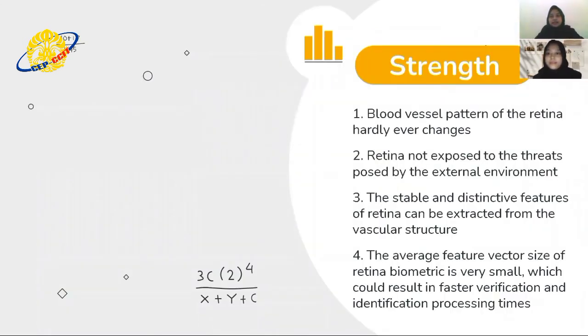Okay, next is strength. The first is blood vessel pattern of the retina hardly ever changes. Second is retina is not exposed to the threat posed by the external environment. Third, the stable and distinctive features of retina can be extracted from the vascular structure. And fourth, the average vector size of retina biometric is very small, which could result in faster verification and identification processing times.